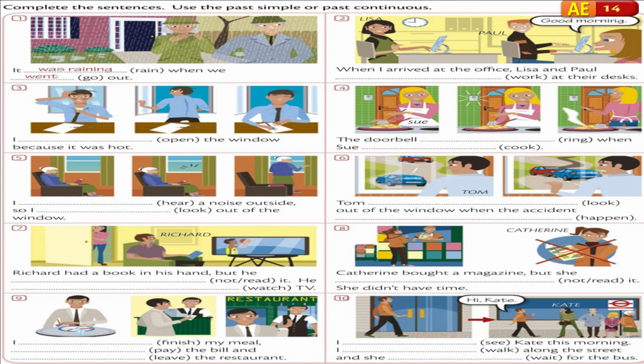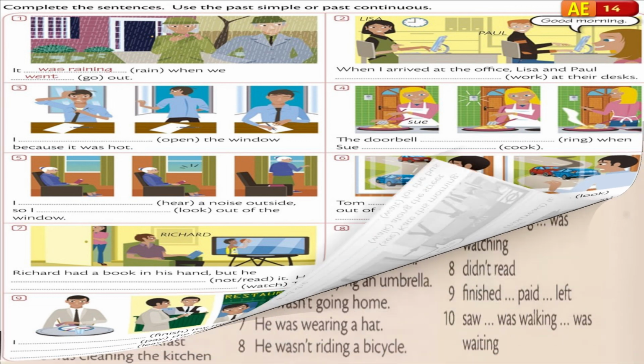Number 8. Catherine bought a magazine, but she didn't read it. She didn't have time. Number 9. I finished my meal. I paid the bill and I left the restaurant. Number 10. I saw Kate this morning. I was walking along the street and she was waiting for the bus.